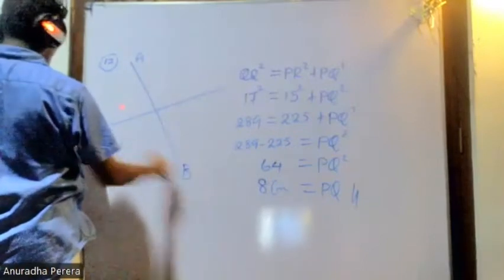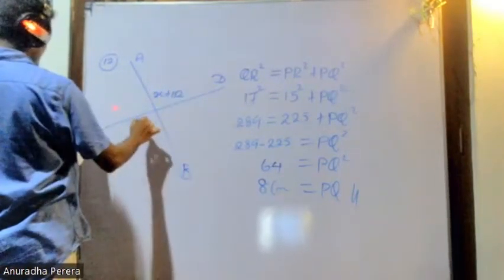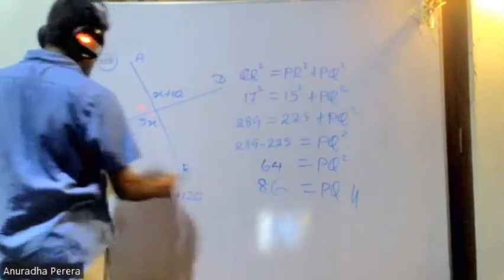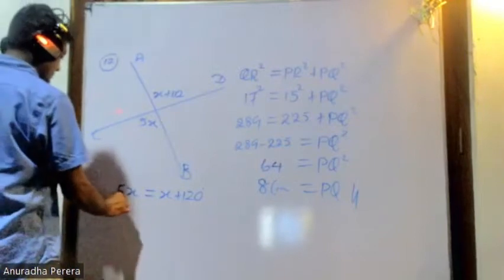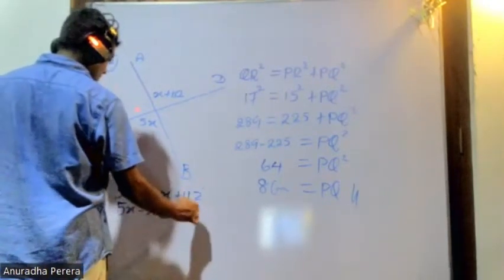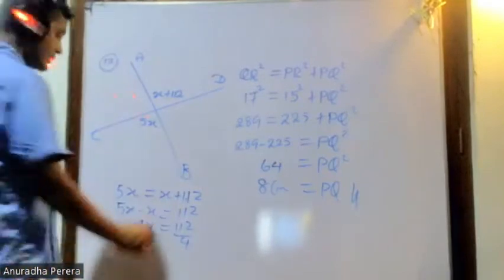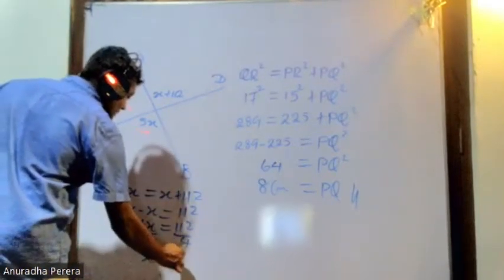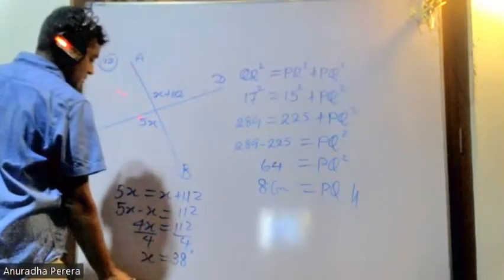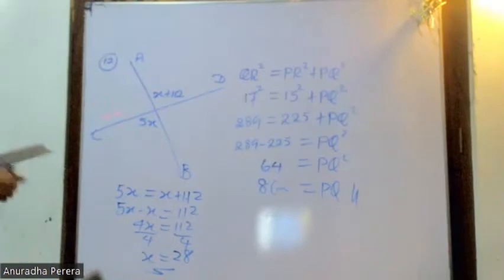A, B, and C, D are straight lines. Find the value of x. This one is x plus 112, and this one is 5x. What type of angle? Vertically opposite angles. So 5x minus x equals 112, 4x equals 112. Then divide both sides by 4 to find the answer. X equals 28 degrees. Yes, right.